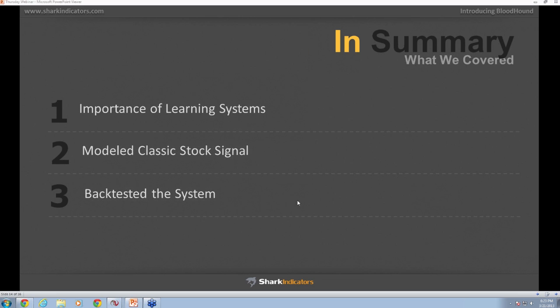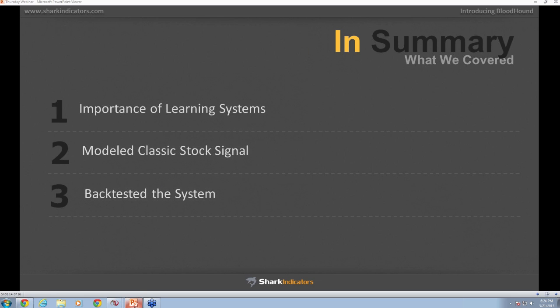So let me go through the questions and see what we've got here. James is asking, can you test the performance of the system once you set it up? James, you asked that a little before I did that, and that's basically how you would do it. If you use SI Raven with your BloodHound template and your stop and target, you have to set your profit and stop targets. Kenny's asking the same question: can you backtest with this after the logic is put in place?